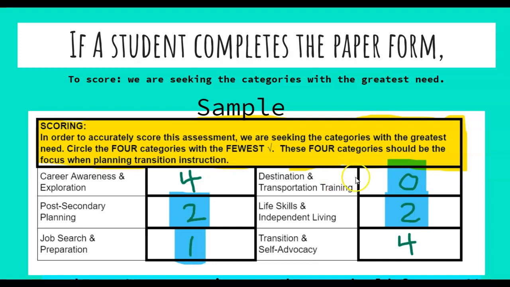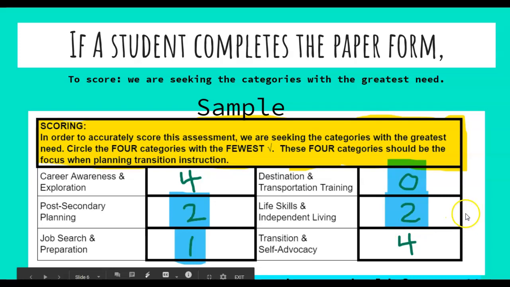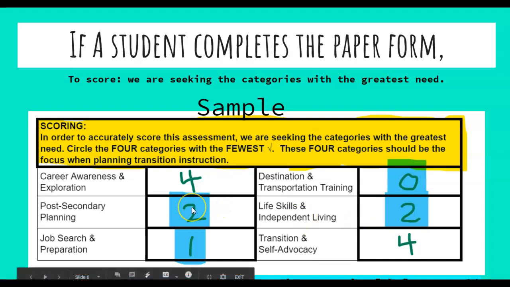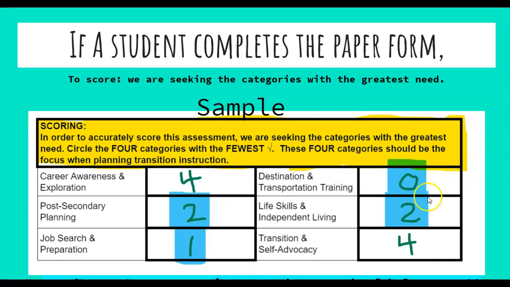So in a sample situation, this was just a screenshot from the printable transition planner. But you can see that for this student, in each of the areas, this was what their score was. So we would want to look at the 4 categories that have the fewest check marks. So that means these are the ones that they have the biggest need in. So for this student, those ones highlighted here in turquoise would be the 4 greatest areas of need. So these would be the areas that we should focus our instruction on.